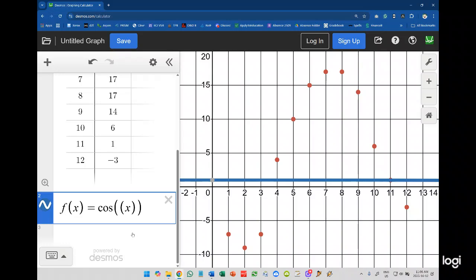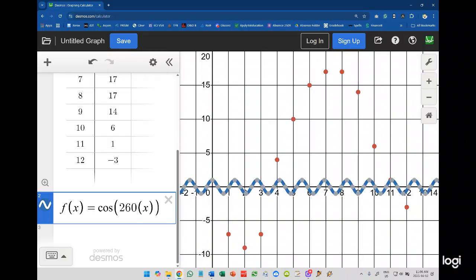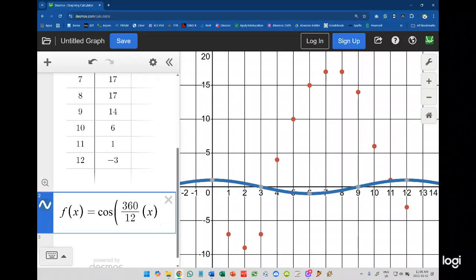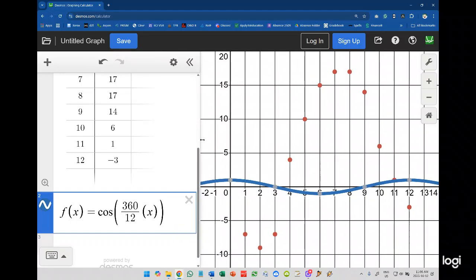From there, I want to modify my function a little bit so that I can come up with something reasonable. I'm going to take some educated guesses to start off without any real heavy calculations. One of the things I know is that this is probably repeating every year, every 12 months. So I'm going to take a guess and say that this is going to be 360 divided by 12. I might be wrong, but we'll see what happens. I'll make it a little larger so you can see all the numbers.